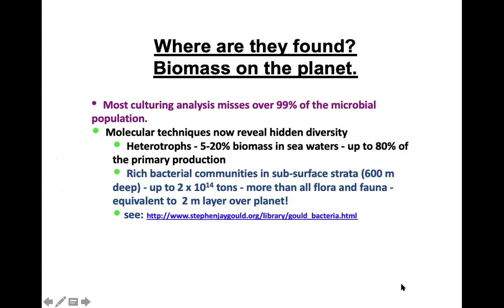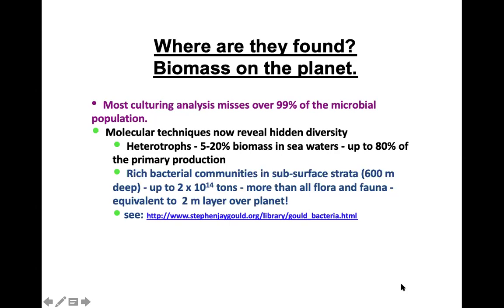They can be heterotrophs. Heterotrophs make up 5 to 20% of biomass in seawater, and up to 80% of the primary production is done by the heterotrophs. You know heterotrophs and autotrophs. Autotrophs means the microorganisms which can produce their own energy from sunlight or like that, for example, blue-green algae or plants. Autotrophs, but most of them are heterotrophs. Heterotrophs depend on other organisms or chemical substances or other biomass for their living.